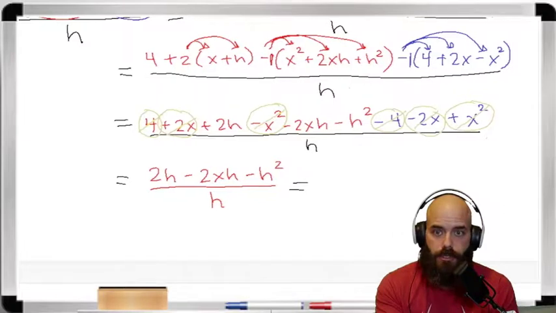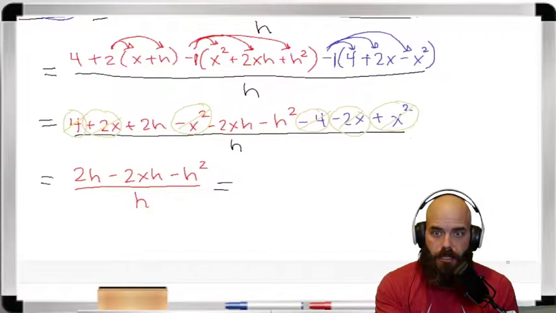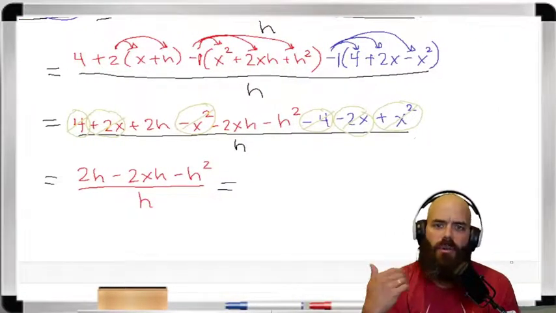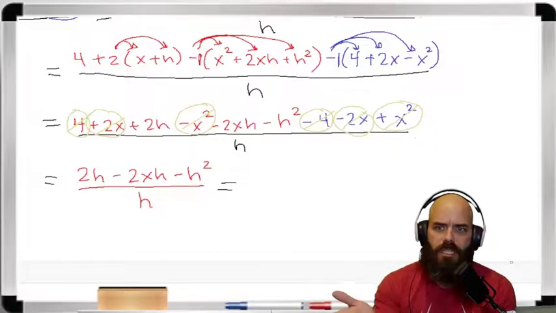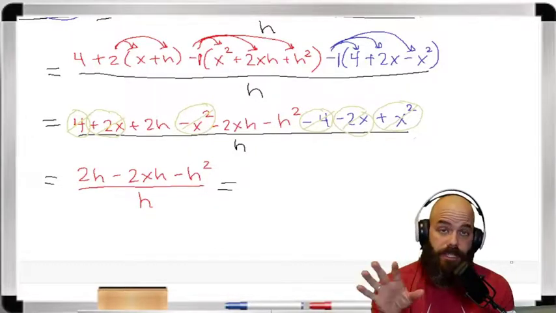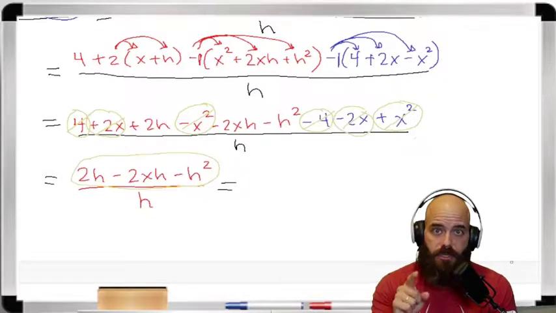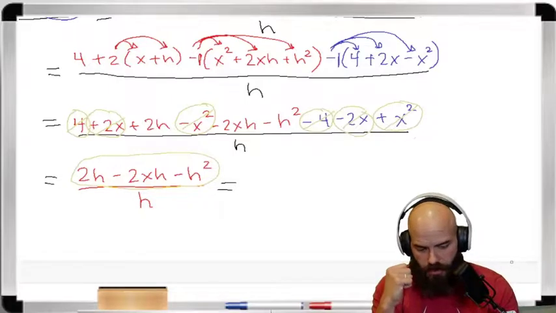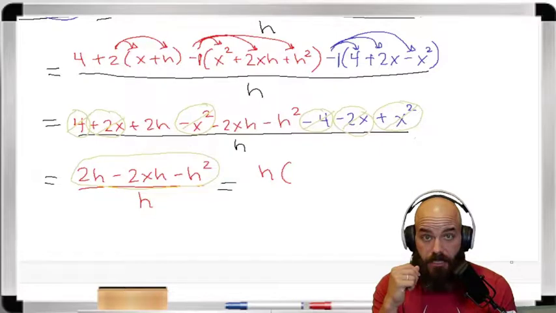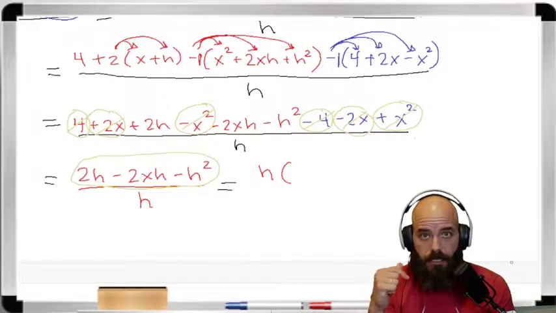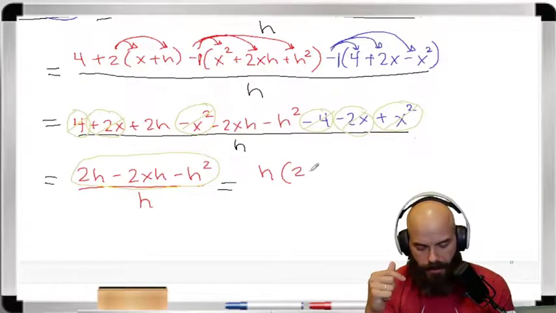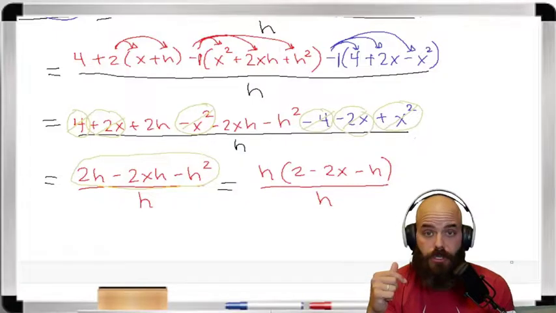Okay, let's scoot the screen to the side. Okay, so we're almost done. Now what we want to do is, notice in the numerator, there are 3 terms. Each of those 3 terms share an h. So these 3 terms have one h in common. So what I want to do is factor out that h. And what I'd have left is, 2h divided by h is 2, and then minus 2x, and then minus h. All that, of course, is over h.